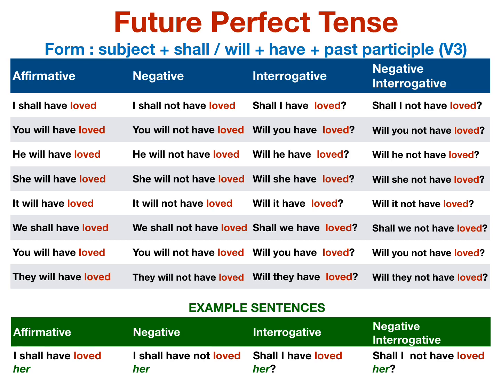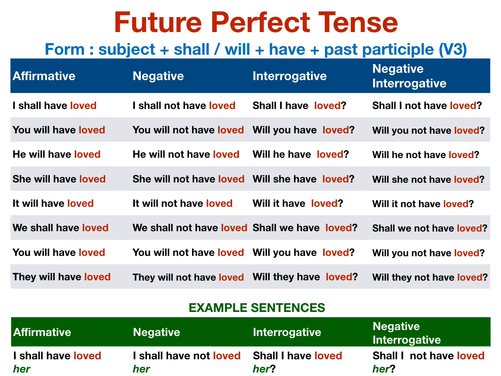We shall have loved. We shall not have loved. Shall we have loved? Shall we not have loved? You will have loved. You will not have loved. Will you have loved? Will you not have loved? They will have loved. They will not have loved. Will they have loved? Will they not have loved?